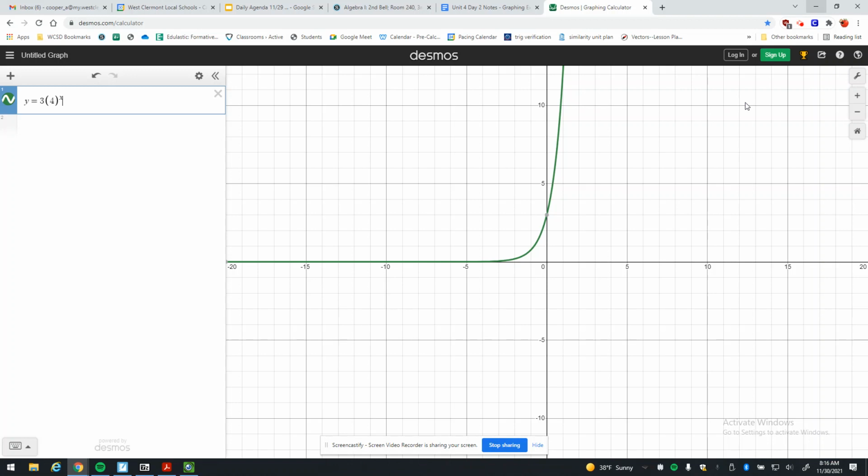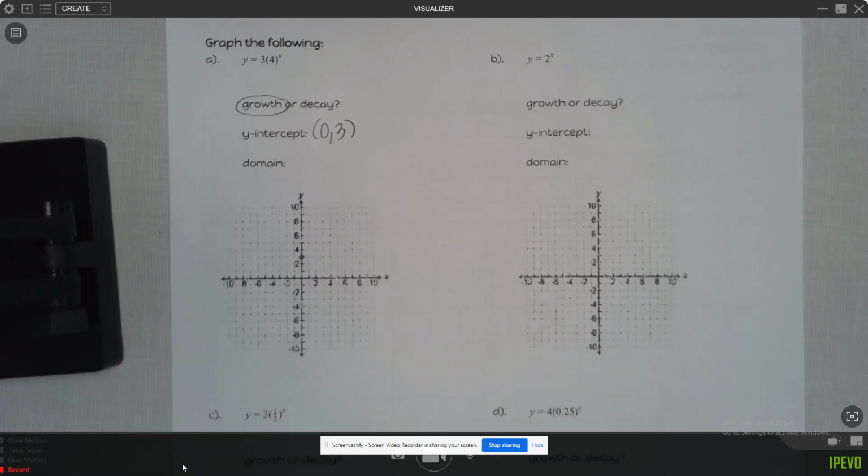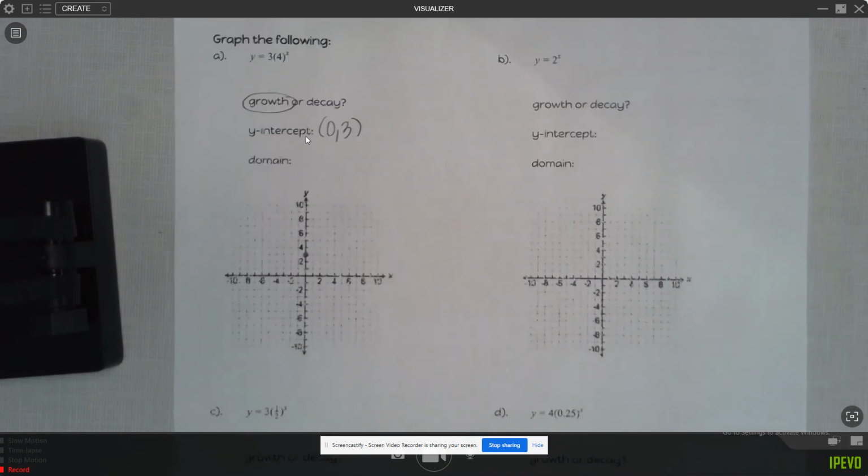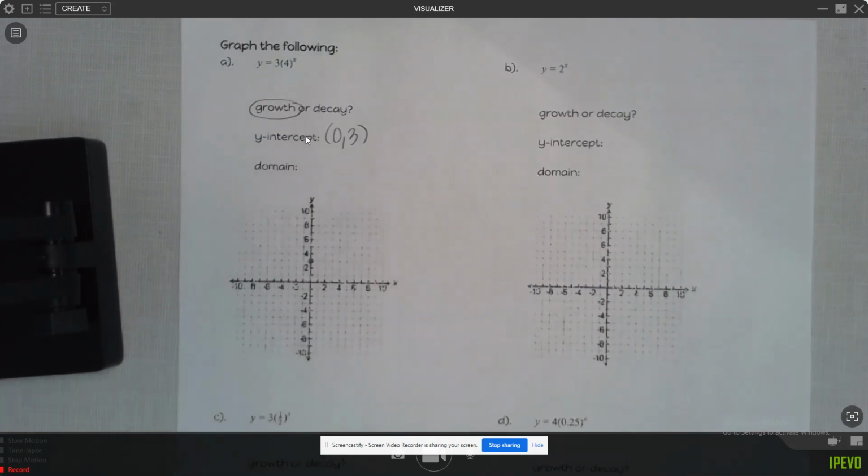Now, when I go back to Desmos, is this my y-intercept? That is. So you're going to graph it at 0, 3. And I also want you to write it down on your paper. So your paper should have the y-intercept of 0, 3. A y-intercept needs to be an entire coordinate. I am extremely picky about this.